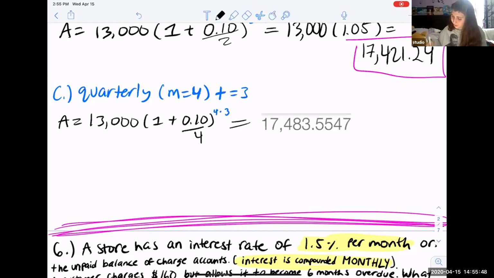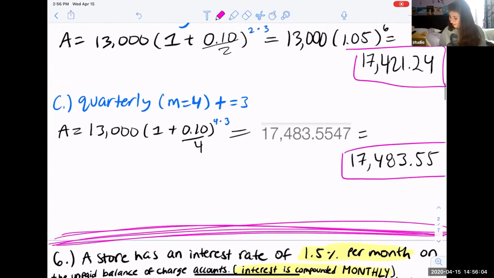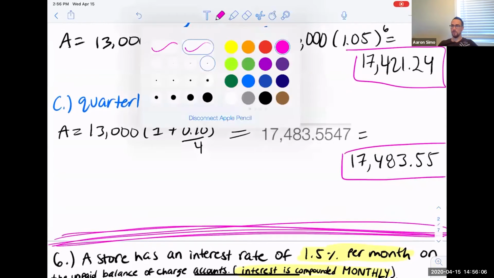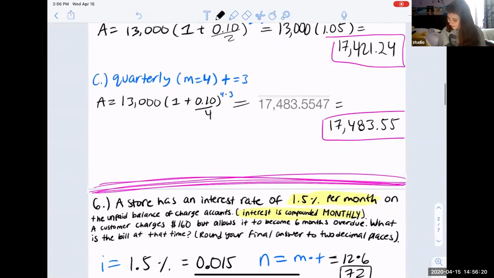So that would come out to... And look, we made more money. Yay! We made like $62 more. Correct. That's better than last time. That's pretty good. Awesome. I'll take $62.